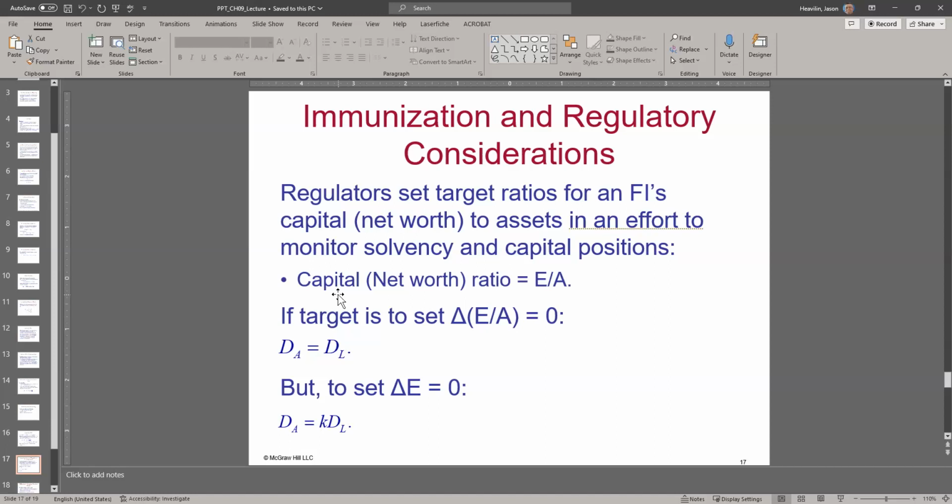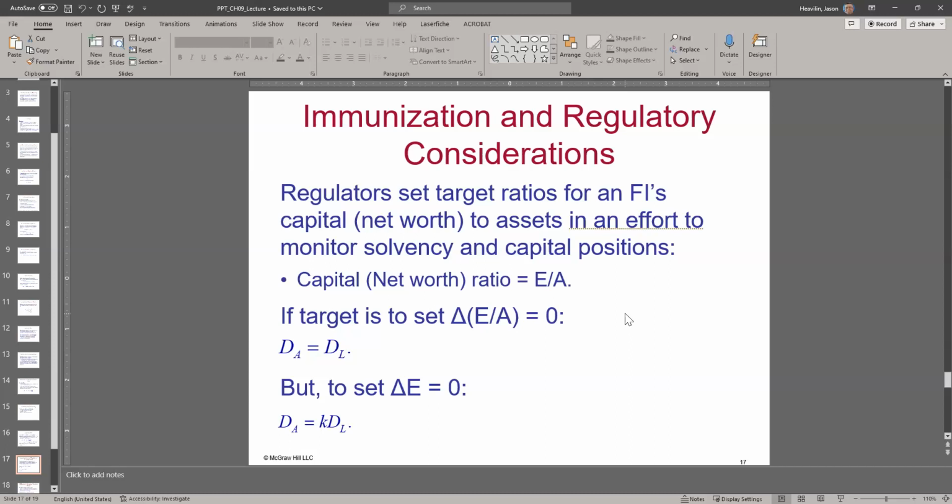So let's review a few of the ratios that are important. We got the capital ratio or the net worth ratio, which is your equity divided by your assets. In other words, the equity piece of the capital structure. So if the target is to keep that ratio unchanged, we're not saying the ratio is 0. We're saying the change of the ratio is 0. So let's say you have a 10%, like in the previous example, and you want that 10% to stay there regardless of the changes on liabilities.